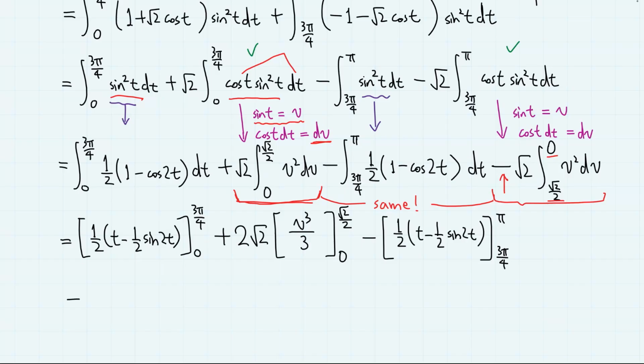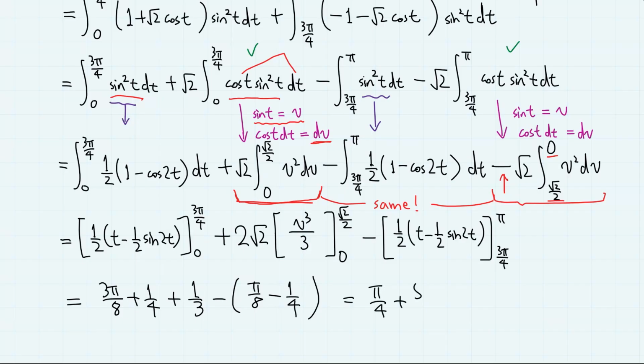And if we calculate this, the first term gives 3 pi over 8 plus 1/4, the second term gives 1/3, and the third term gives pi over 8 minus 1/4. So we obtain pi over 4 plus 5 over 6.